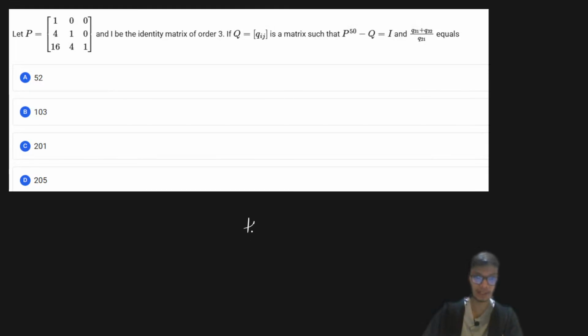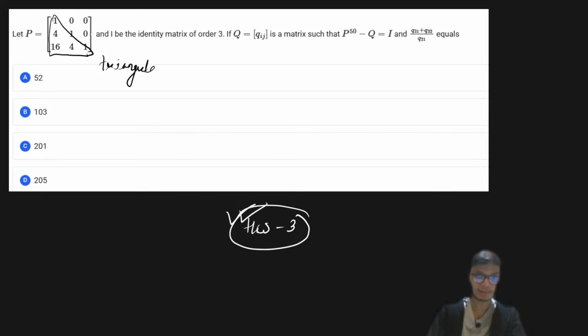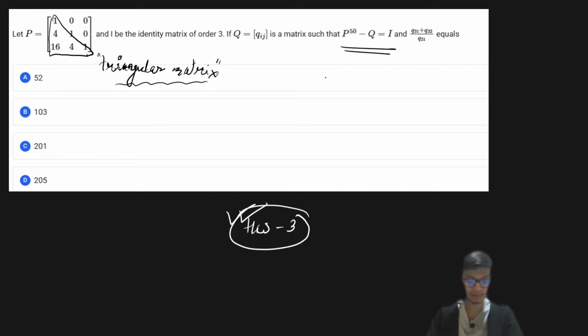So this is the last homework problem that I would like all of you to please give a try. This is a very interesting problem, and you will see that because of having a lower triangular matrix like this, the matrix multiplication is much simpler. In case you have a triangular matrix, it's very easy to do higher order multiplication. So make sure you note this and keep a note of this.